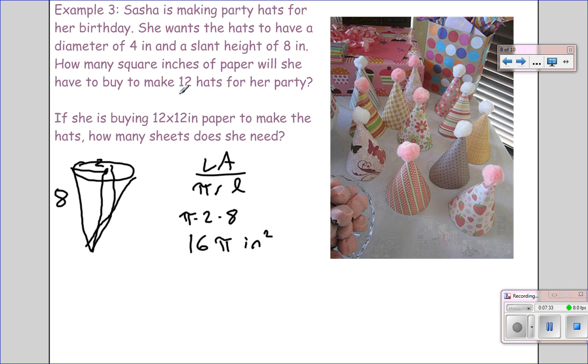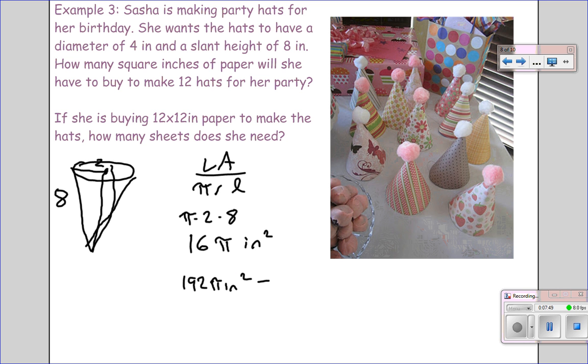Now, she's going to make 12 hats. So we got to take this number and multiply it by 12. So we get 192 pi inches squared. That's what she needs for 12 different hats. Now, she's buying 12 by 12 paper. So how many sheets does she need?